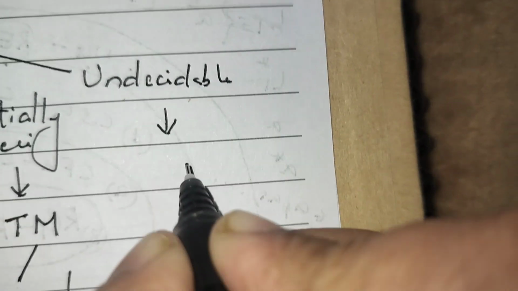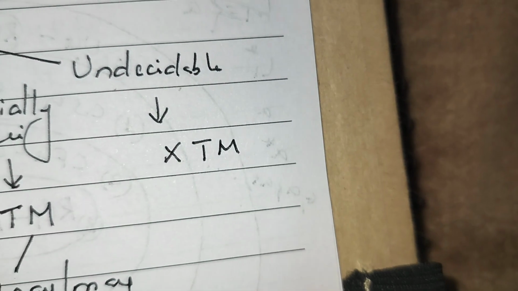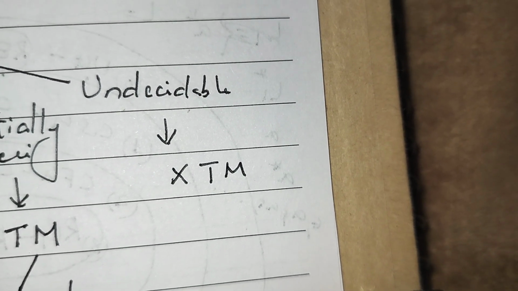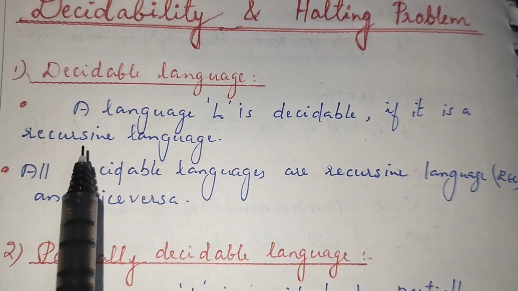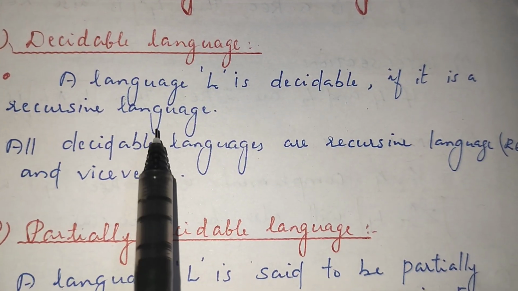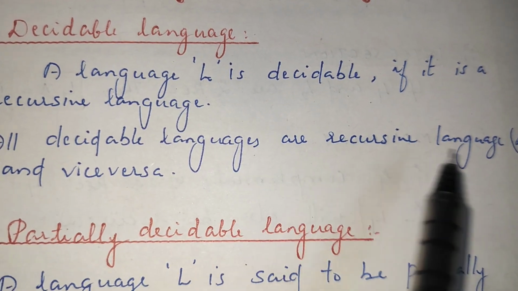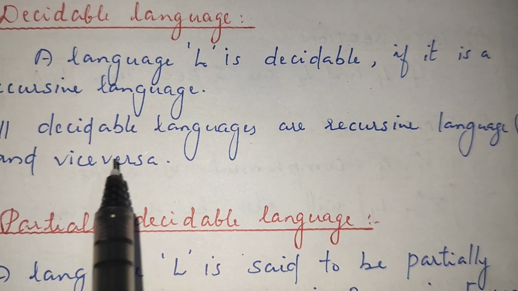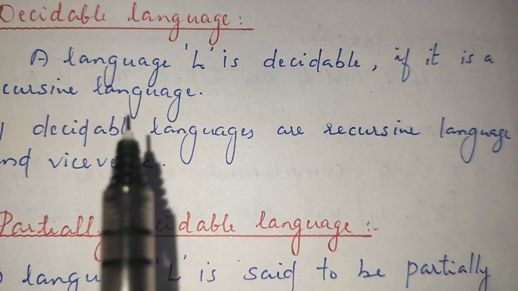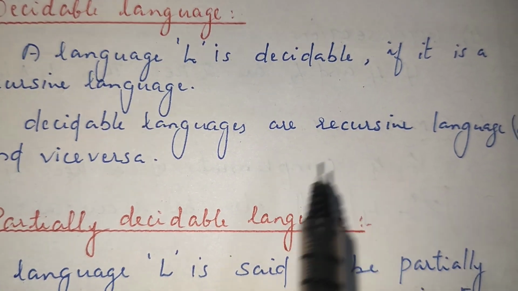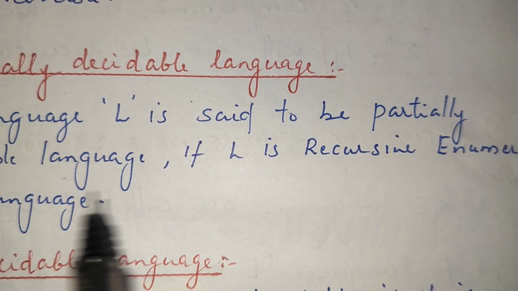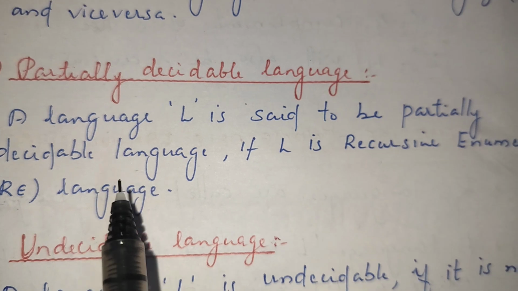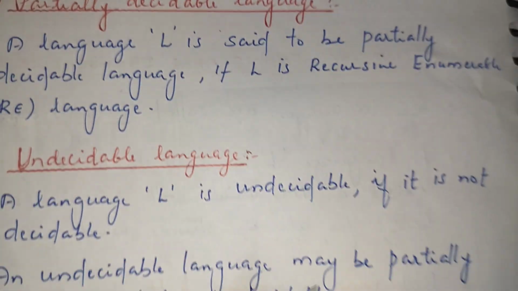Then undecidable language means there is no Turing machine for such a language. A language is decidable if it is a recursive language. All decidable languages are recursive languages and vice versa: if a language is recursive, then it is decidable, and if it is decidable, then it is recursive. Partially decidable means L is a recursively enumerable language. All recursively enumerable languages are partially decidable.